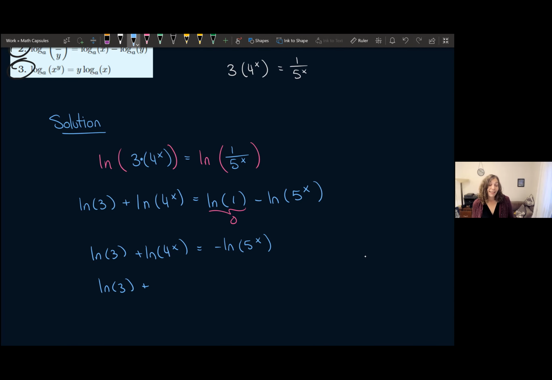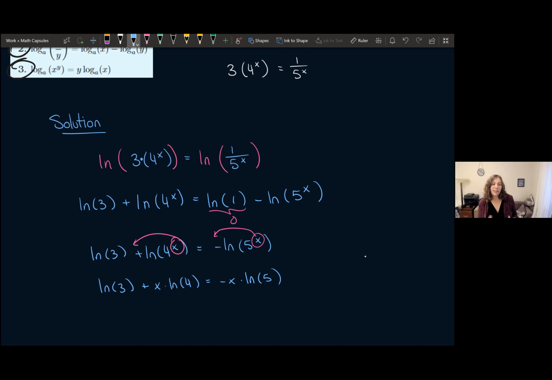That's going to give me, instead of ln of 4 to the x, x times ln of 4, that exponent comes out front as a product. I can do the same thing on the right-hand side. 5 to the x, that x exponent will come out front as a multiplication. So I can have negative x times ln of 5. So I've done all the logarithm steps of this problem. If you've got this far, congratulations, you've understood the properties of logarithms.